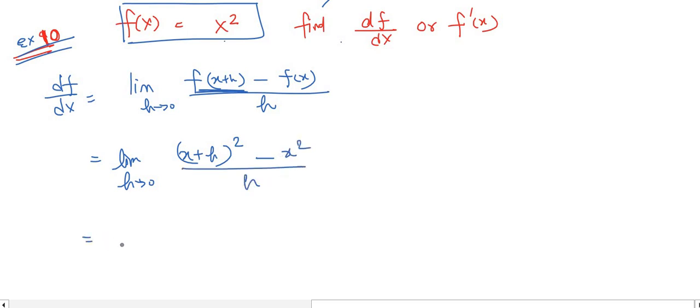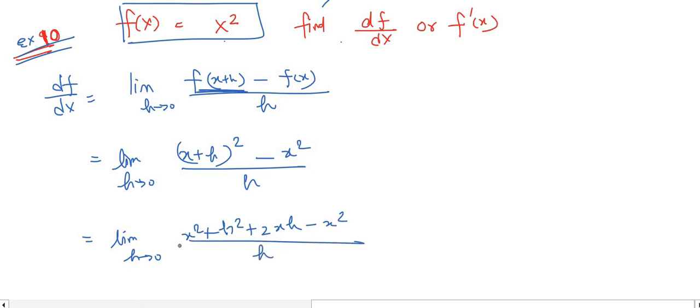So let's simplify it. Limit h is tending to 0, x square plus h square plus 2xh minus x square by h, right? So what I did here, I just opened it, a plus b square, which is a square plus b square plus 2ab, and this I am just copying here. Okay, this and this is cancelling.